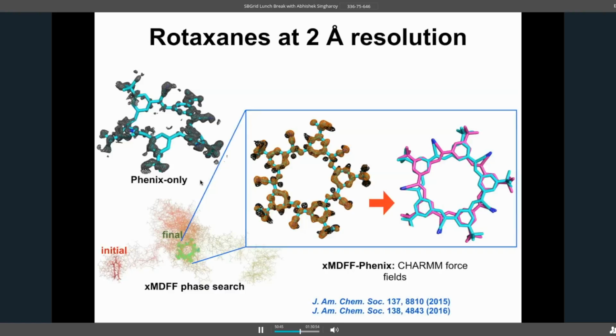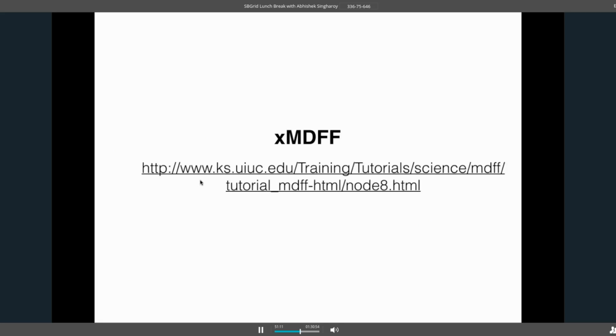So people in the small molecule community are in fact looking for macromolecular crystallographers to come solve their problems, because whole molecule disorder is something that we know how to do really, really well. But we don't have good force fields. So what xMDFF does is it basically combines the methods of the macromolecular community with force fields in order to solve problems also in the abiological community. So that is xMDFF for you, and the tool is available here.